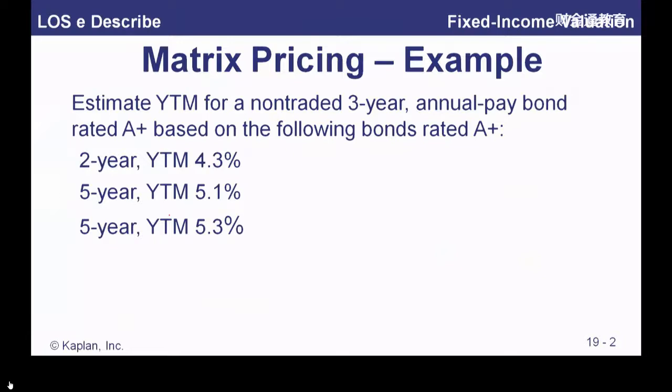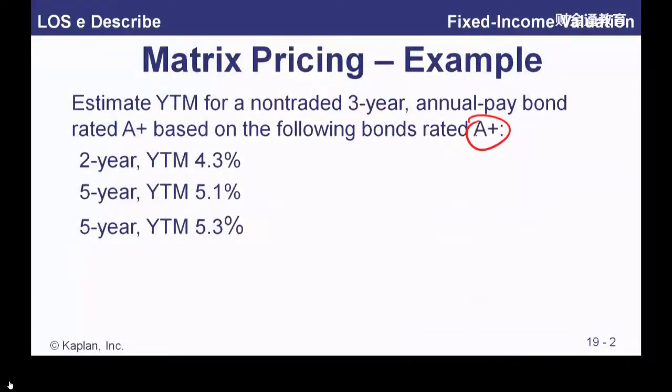We're going to need to estimate the yield to maturity for a non-traded 3-year annual pay bond. It's rated A+ based on the following bonds rated A+. So that's the first thing. Bonds all have the same credit rating, so don't get fooled on that. If they give you some information on bonds with different credit ratings, you can't interpolate using a AA bond and a BBB bond to get an A bond. The interpolation and the matrix just involves maturities here.